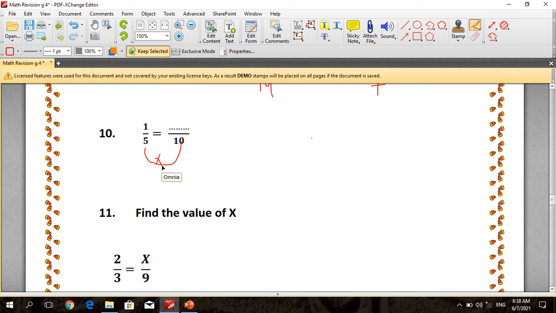Yeah, super, that would be times 2, because 5 times 2 equals 10. Like we do down, we will do it up. So that would be 1 times 2. 1 times 2 equals 2. So 1 over 5 equals 2 over 10.